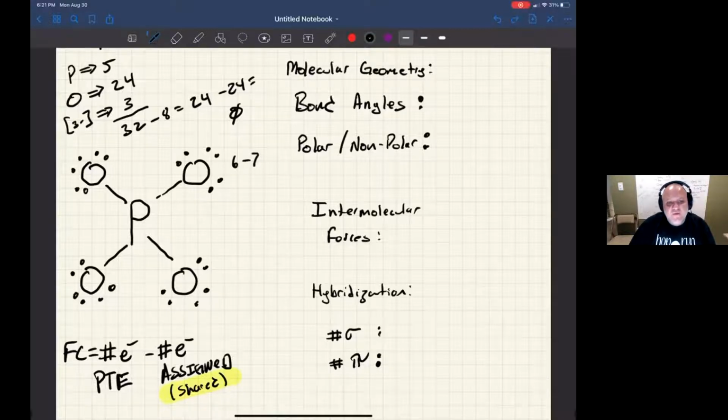I have 6 electrons that I would gather from the periodic table of elements. It has 7 electrons assigned in the structure, 6 from the lone pairs.